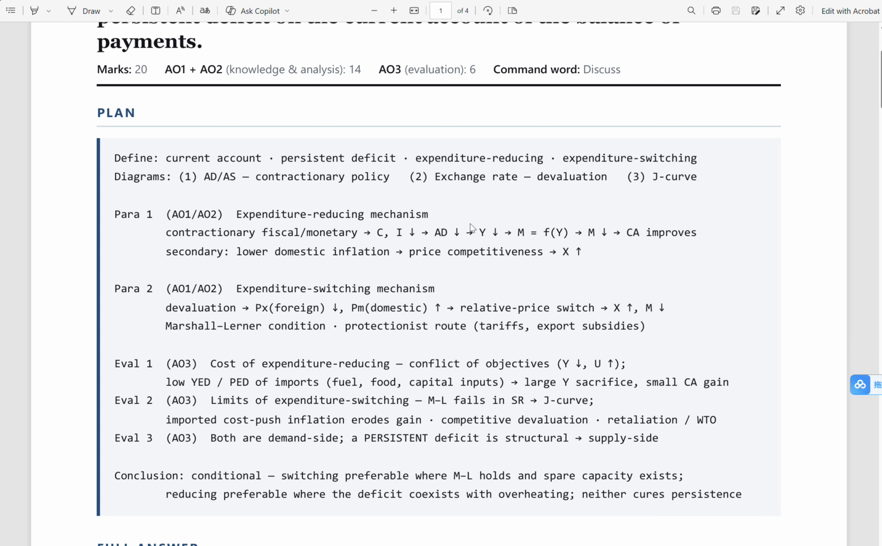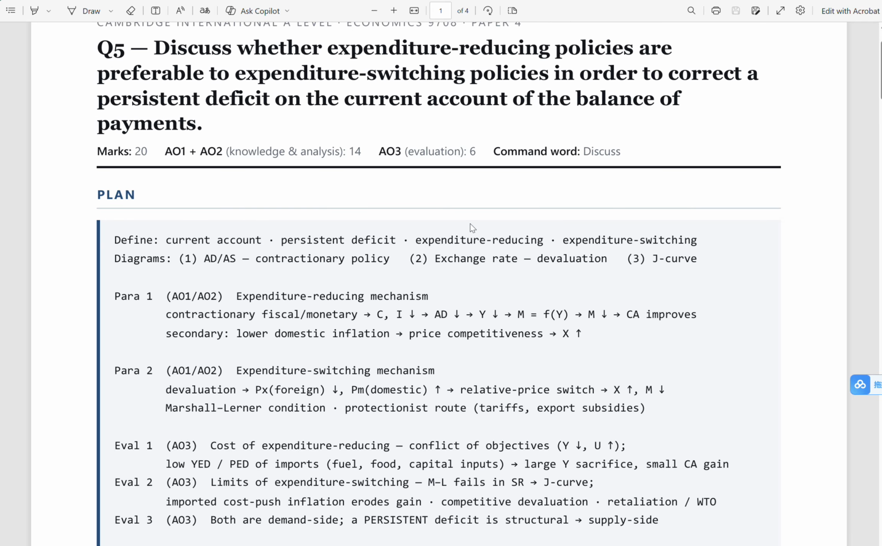Right now there's an essay plan being created for reference. If you look at this plan, it has AO1, AO2, and AO3. We're going to begin with the definitions, and then begin talking about the argumentation that we're going to put up to answer this question. For example, what is a contractionary fiscal or monetary policy, consumption, investment, basically the components of aggregate demand, how it influences the demand side, and how it influences the output of the economy. And then how it actually impacts upon trade deficits and trade surpluses and the current account.